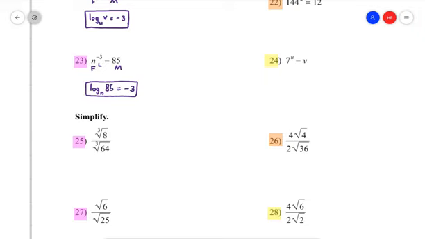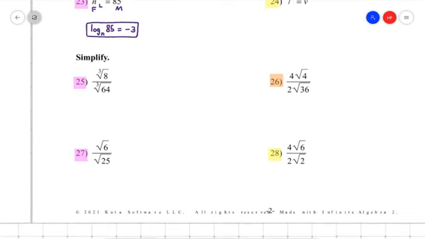So then on the next section, we're simplifying by dividing our radicals. So there's a number of different ways to do this. We could change it to the 1/3 power, or we could change it to what the cube root of 8 is, which is 2, and then the cube root of 64, which is 4, and then just simplify that fraction. So we've got 2 over 4, which is 1/2.